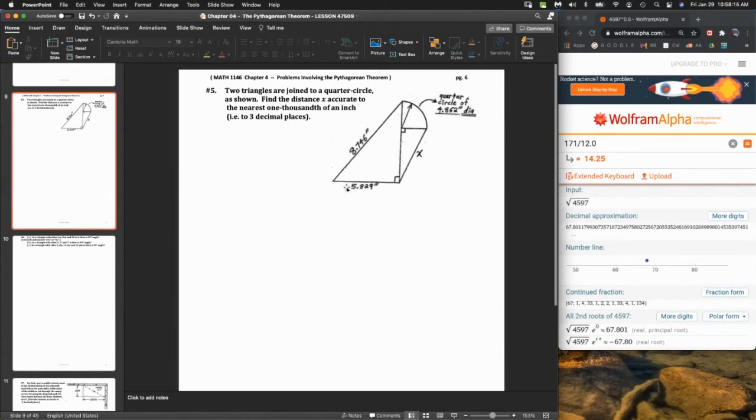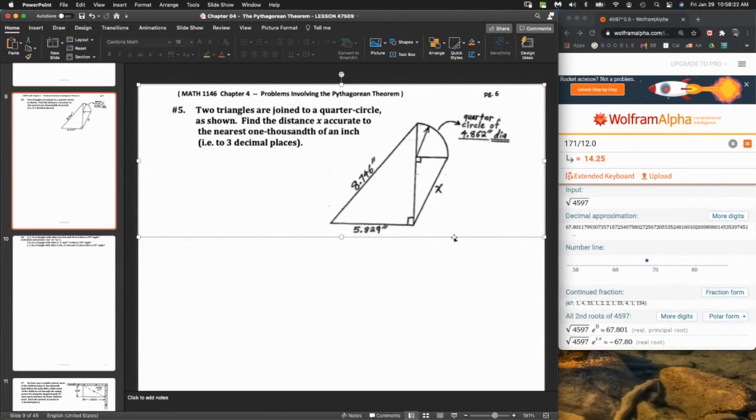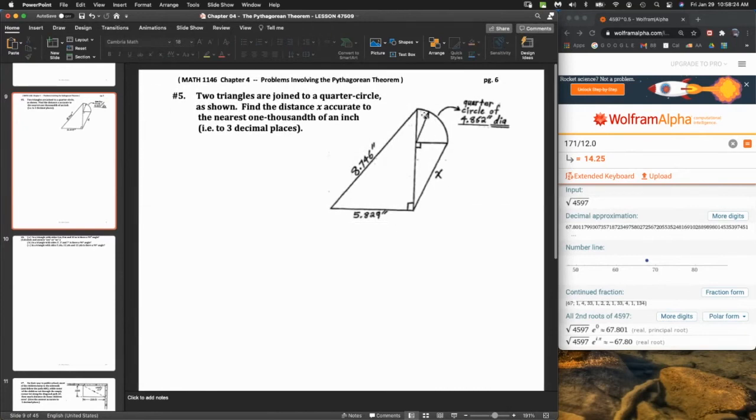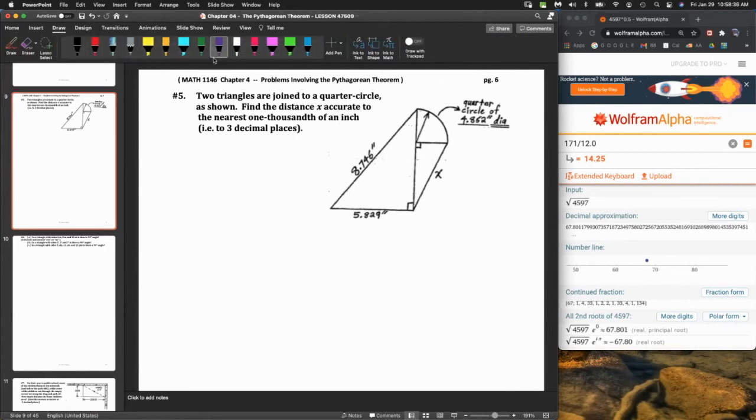So take a look at this question here. We have a quarter circle here, and then we have 2 right angle triangles. The objective is to find the hypotenuse of this triangle down here, x. I'm going to do some labeling, friends, because this is looking pretty crusty. So I'm going to call this triangle number 1. I'm going to call this triangle number 2.